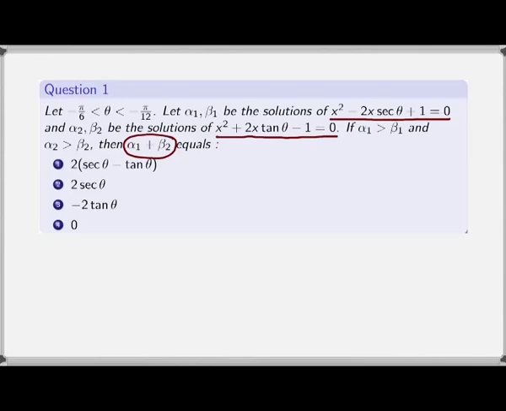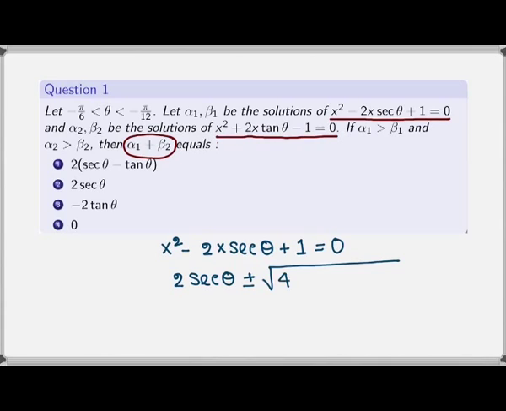So we first consider the quadratic equation x square minus 2x sec theta plus 1 equals to 0, and the solutions of this quadratic equation are 2 sec theta plus minus square root of 4 sec squared theta minus 4 divided by 2, and this is equal to sec theta plus minus tan theta.